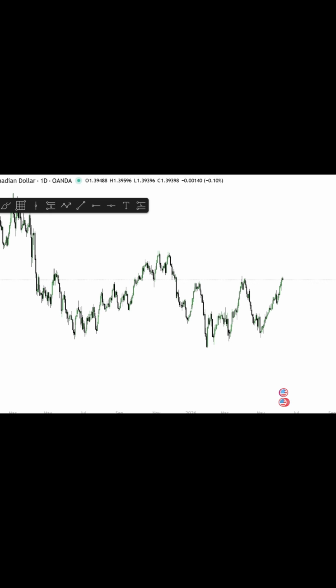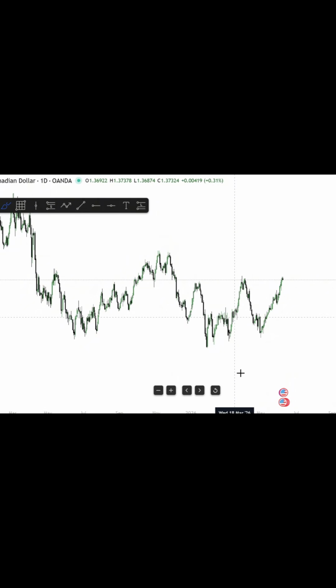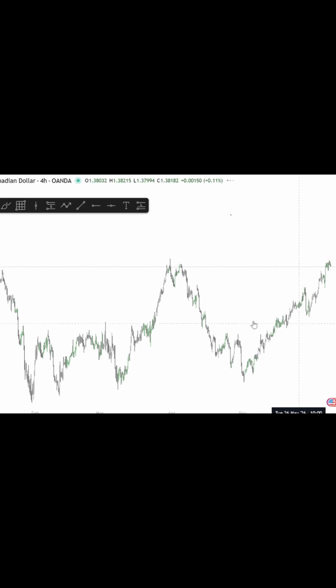If we move on to USD CAD, we can see that on the daily, we've had a break of structure. This is our current swing range. We liquidated this high over here and then seen that strong sell-off towards the downside. However, we didn't quite manage to break these lows. And if we move down onto the 4-hour time frame, this is likely because we were still swing bullish.